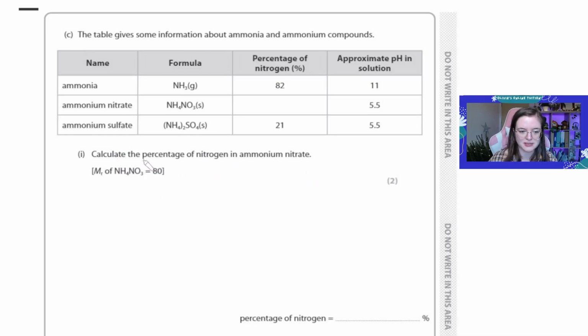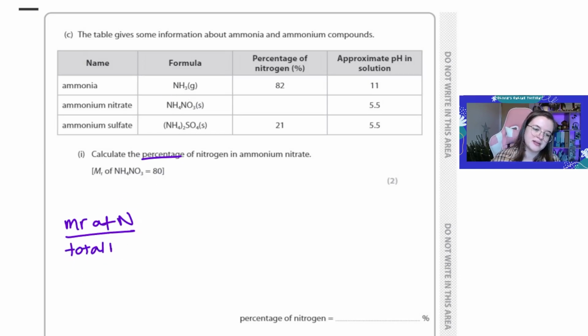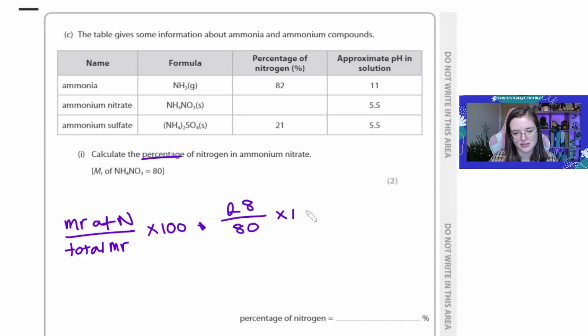Okie dokie then. To find the percentage, we need to find the fraction first. So we're going to find the MR of how much nitrogen there is in there. So the MR of nitrogen, divided by the total MR, which will give you the fraction of nitrogen in this compound, and times it by 100 to find the percentage. So if we then fill out those numbers, the MR of nitrogen, we've got 2 of them, right? And nitrogen is 14, look at the periodic table, therefore we're going to have 28 on top, divided by the total MR, which was 80, and times that by 100, and you get 35%. And that is your answer.